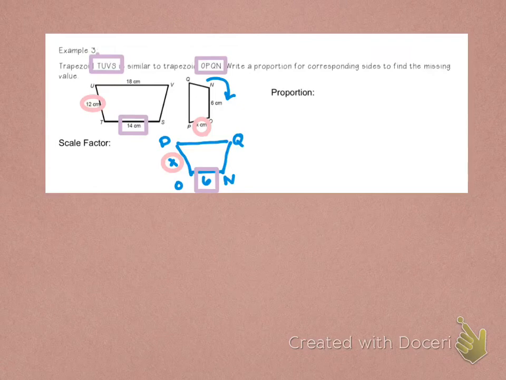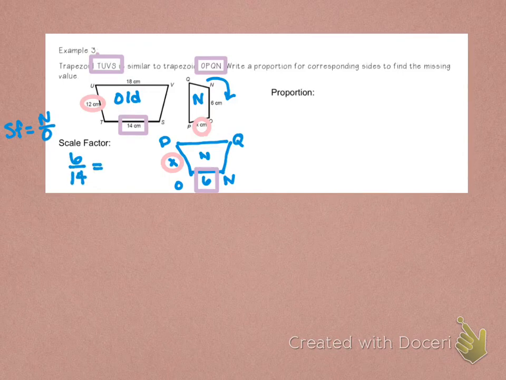So we're finding X. Scale factor is new over old. This one came first, so this is your old, and this is your new. So here we're going to just pick a side, and I'm going to pick my squares. So if this is my new right here, I'm going to pick 6 over 14, and I can simplify that. 6 divided by 2 is 3, and 14 divided by 2 is 7. So my scale factor would be 3 over 7.